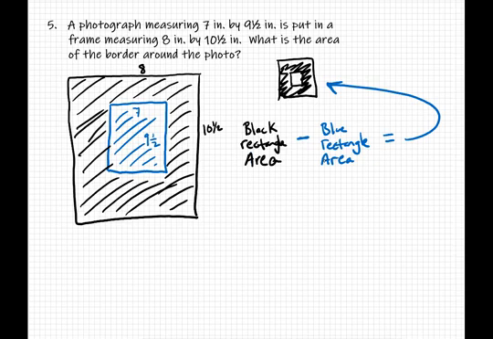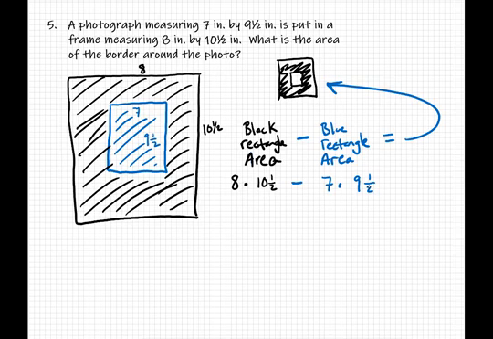So the area of the black rectangle, well, area is length times width, so 8 times 10.5, and the area of the blue rectangle, so we're going to subtract this off, the area of the blue rectangle is 7 times 9.5.